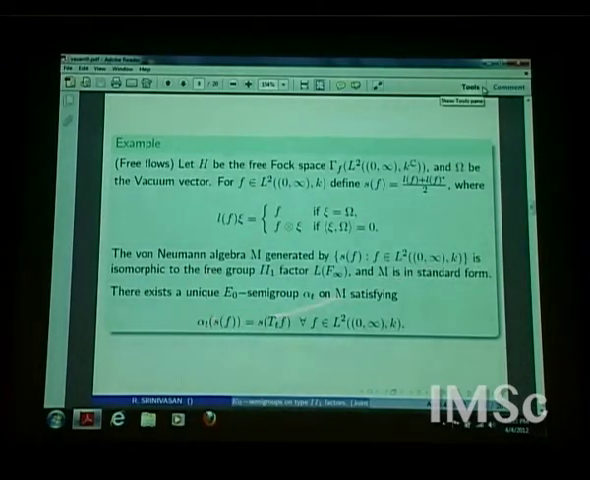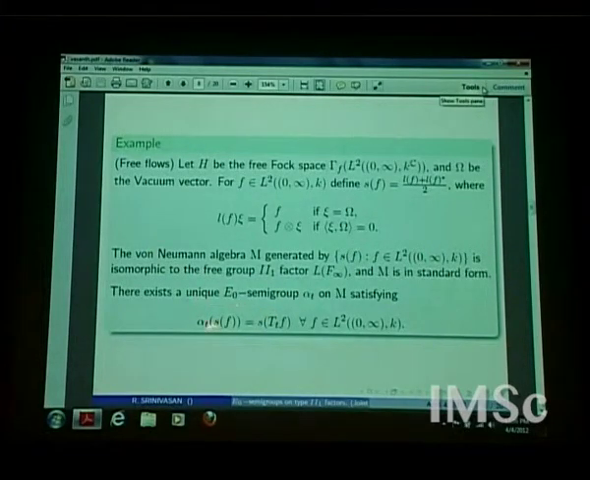So the von Neumann algebra generated by this S(f), which is just the average of L(f) and L(f)*, it's well known that it's isomorphic to the free group factor, the free group factor with infinitely many generators, which is L(F_∞). So it's isomorphic to that, and again M is in standard form.